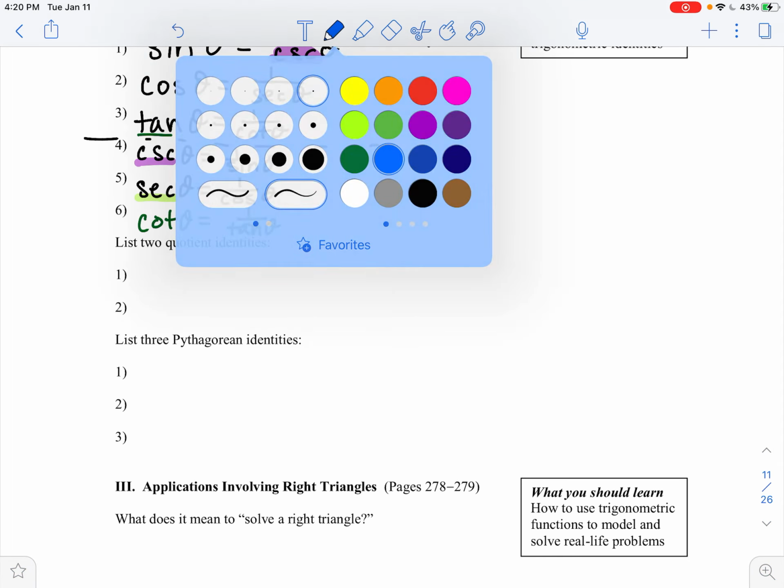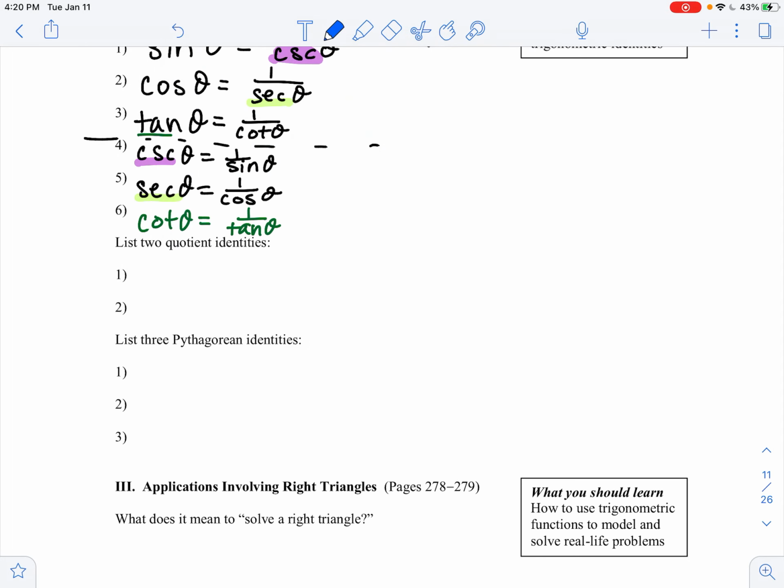Two quotient identities, we know one of them, when we've been using it a lot, is that tangent theta, in addition to it being a reciprocal of cotangent, tangent is also the value of sine theta divided by cosine theta. And cotangent is the reciprocal of tangent, which can also be written as cosine over sine.